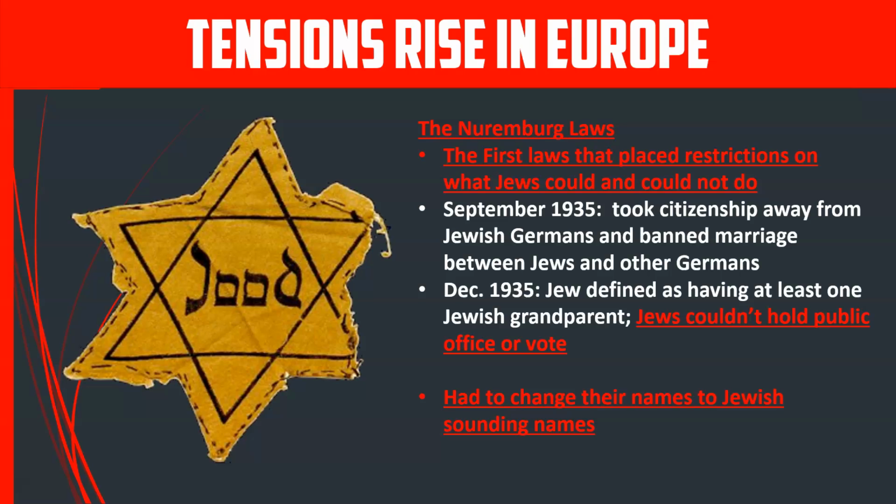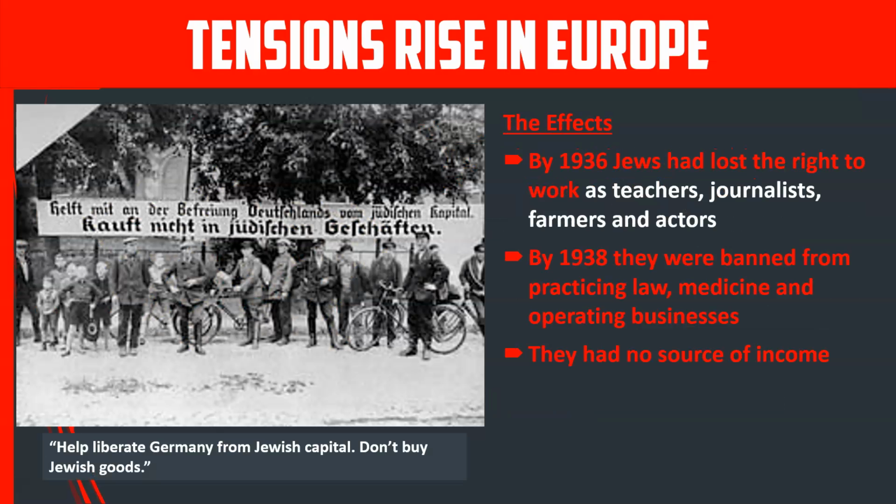In September of 1935, they took citizenship away from Jewish Germans and banned marriage between Jews and other Germans. In December of 1935, Jews were defined as having at least one Jewish grandparent. So if you had one Jewish grandparent, you were considered completely Jewish. And Jews were not allowed to hold public office or vote any longer. They also had to change their names to something that sounded Jewish. Okay, that is a way that they could be recognized. So a lot of discrimination coming their way during this time. And it's only going to get worse.